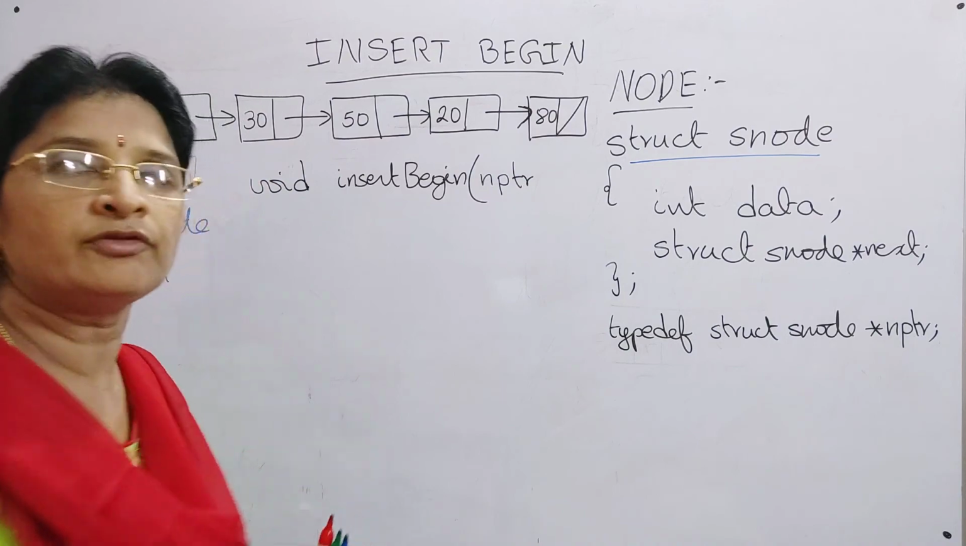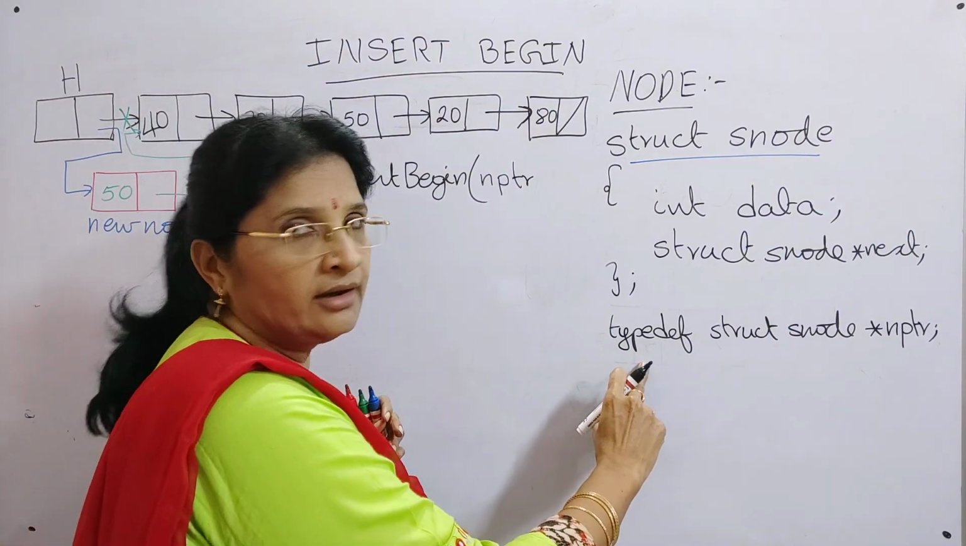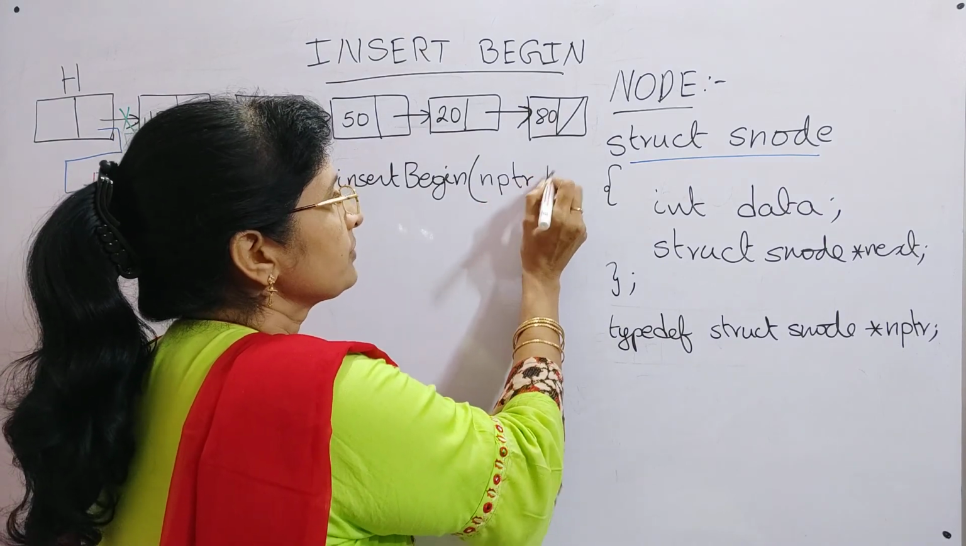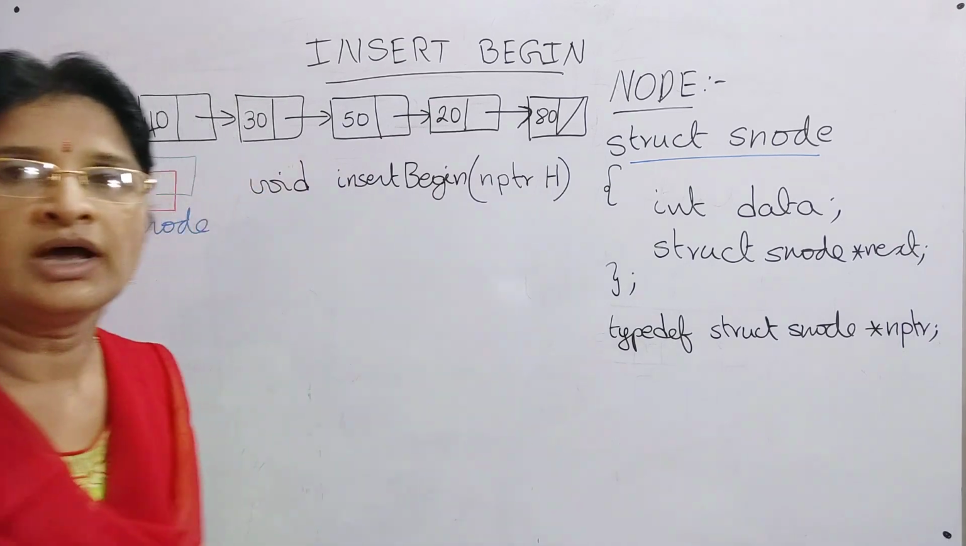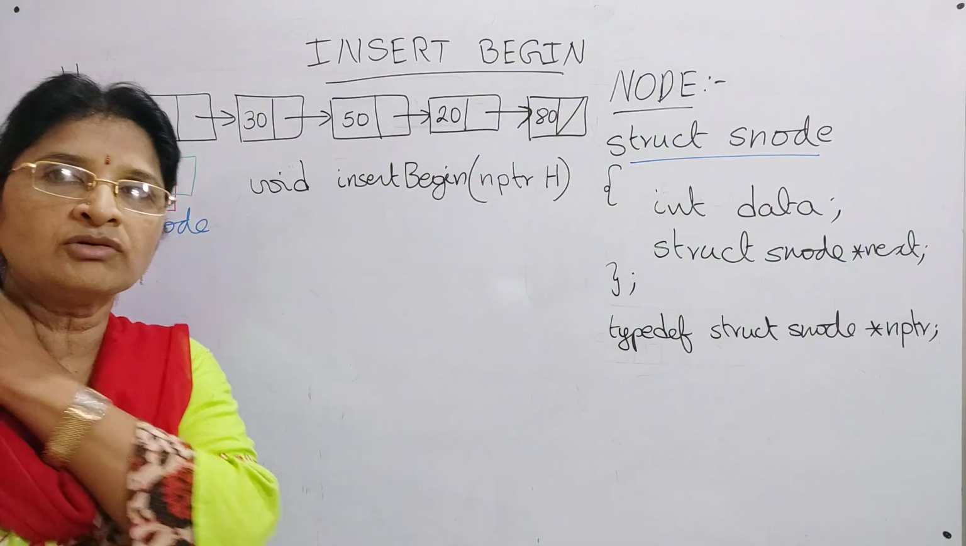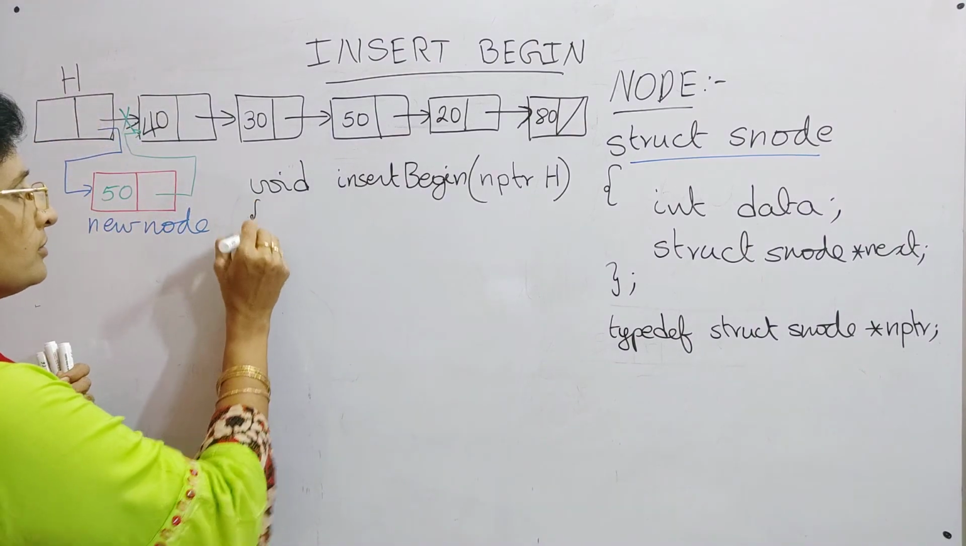What is the data type of the header node? We have already defined it as NPTR using typedef. So that's why I have given NPTR of NPTR H. Now I have passed the header node address to this function, so now we have the address of our header node, and we have created a new node.